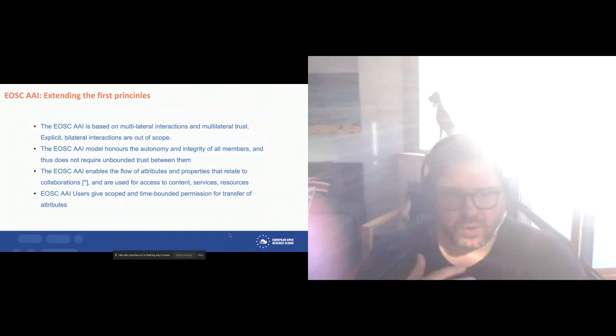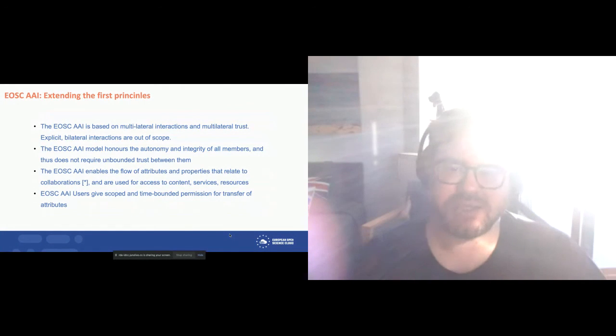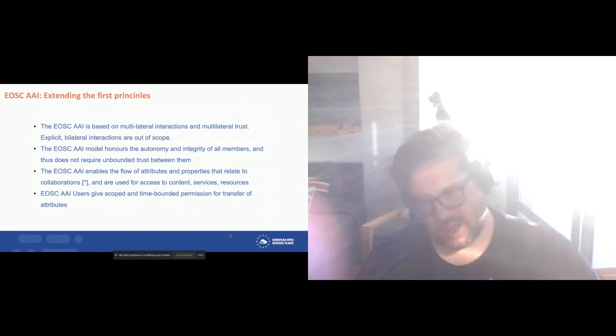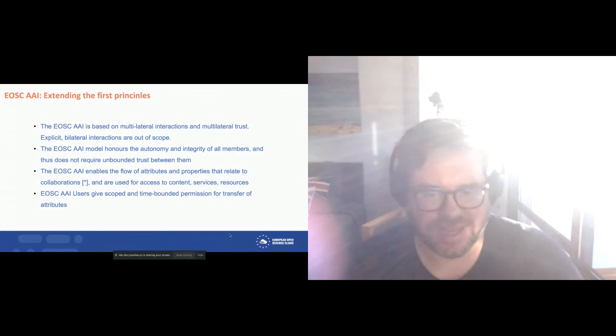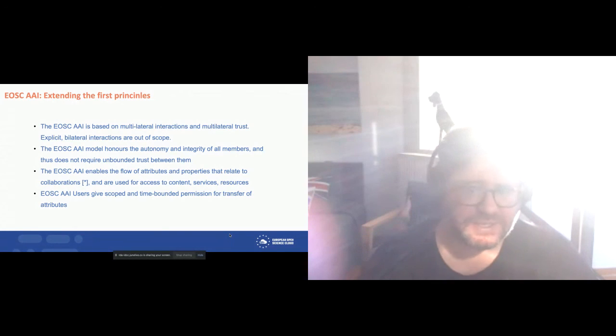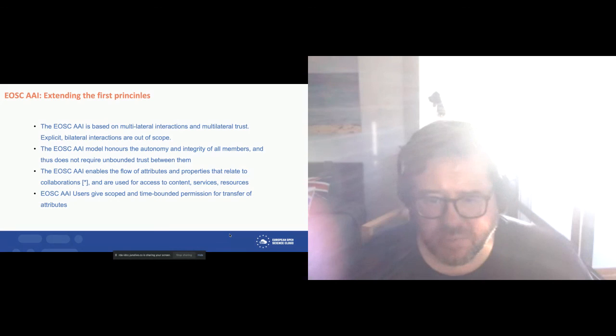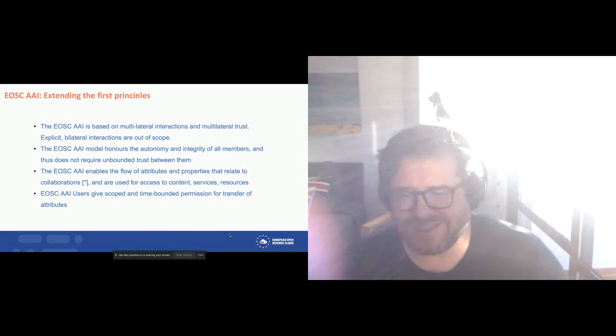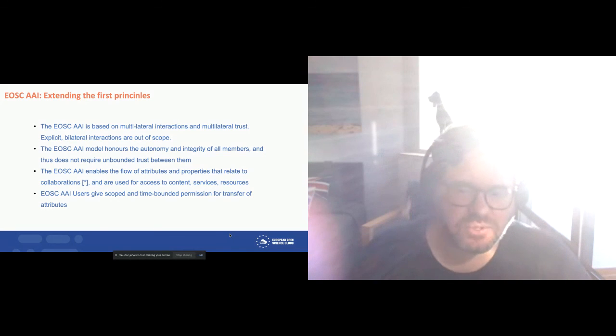So we went a little bit after doing all this exercise, and we extended a little bit the first principles that we started with. And we are now saying that the EOSKI is based on multilateral interactions and multilateral trust, and that explicit bilateral interactions are out of scope because this is something that cannot scale to our requirements. The EOSKI model honors the autonomy and integrity of all the members, participants of the EOSKI, and that does not require unbounded trust between them.